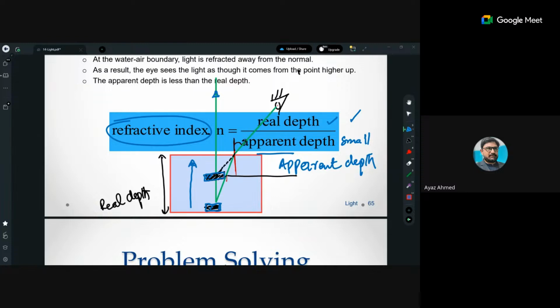It would not actually be shallower, the actual object is here, but you will be able to see it shallower, at a higher position. Yes, it looks shallower.